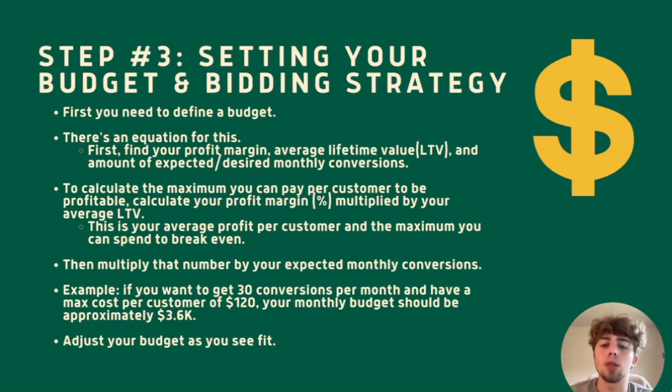What you need to do is then you need to multiply that number by your expected or desired monthly conversions. So for an example of this is that if you wanted to get 30 conversions per month and you have a maximum cost per customer, this is the profit per customer, of $120, your monthly budget should be approximately $3.6 thousand. Now that would be to break even, okay?